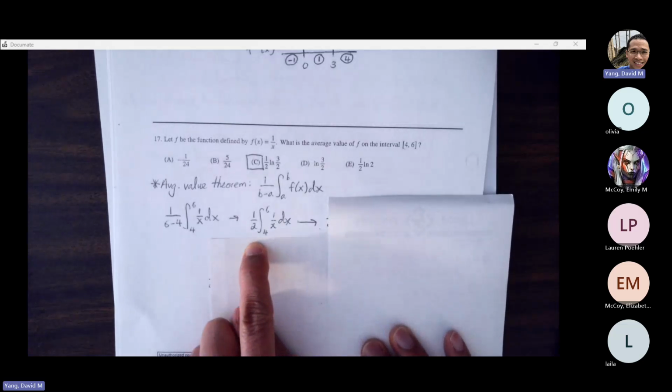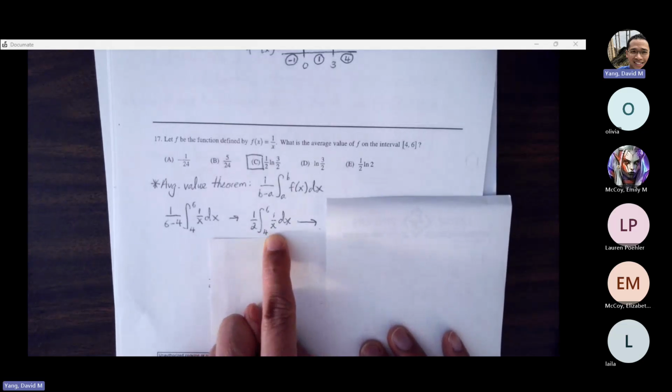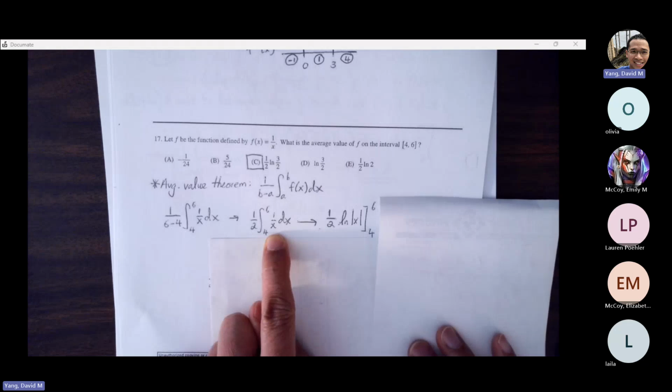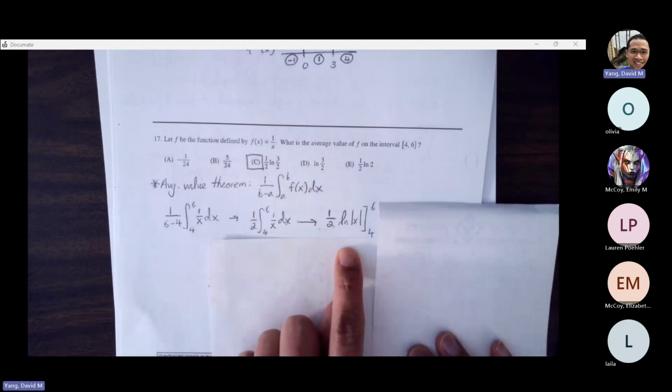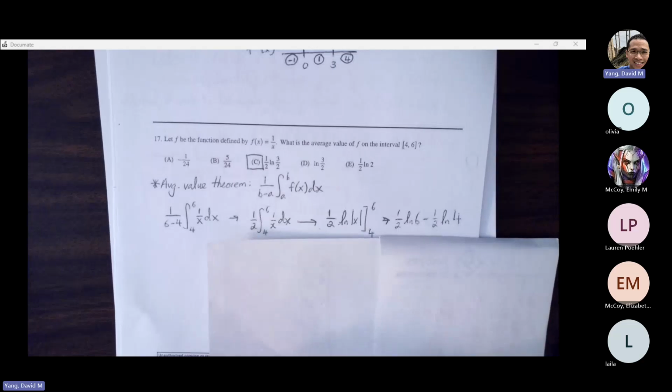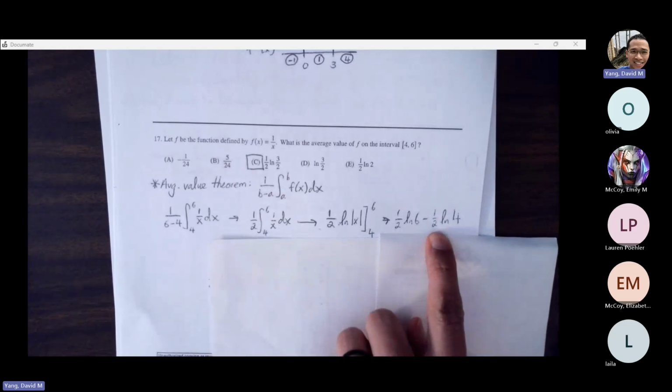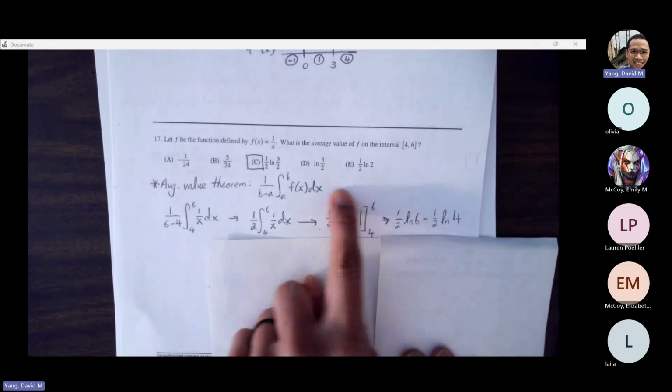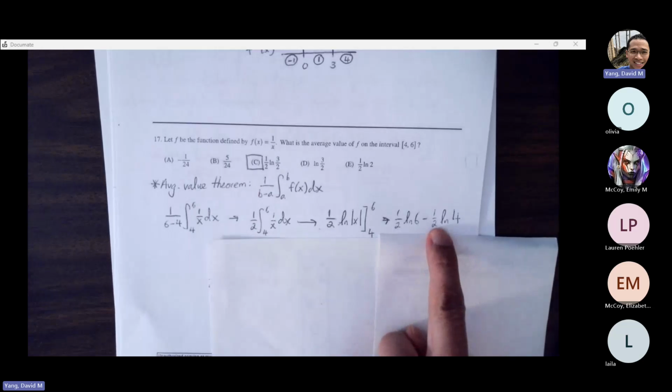Now we can just continue working through this problem here. Okay, so 1 over 6 minus 4 becomes 1/2. Integral of 1 over x is natural log. Upper bound minus lower bound. 1/2 natural log of 6 minus 1/2 natural log of 4. And here you can see your answer choice doesn't quite match what we have here.